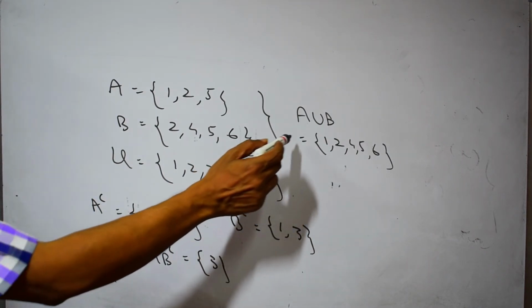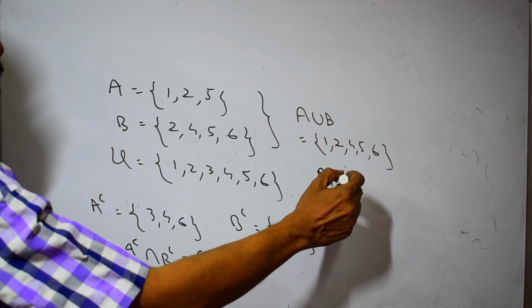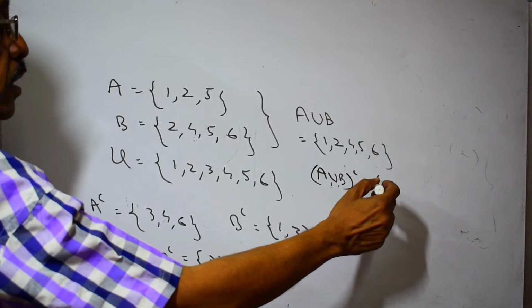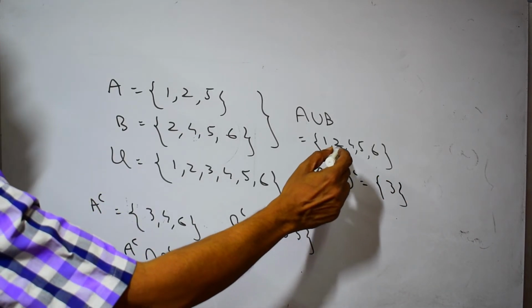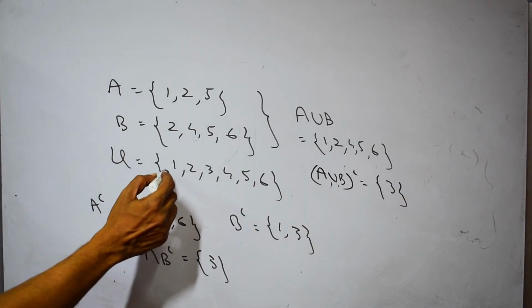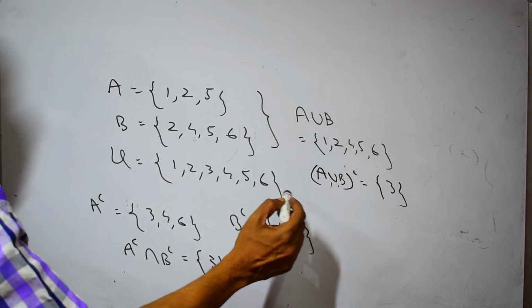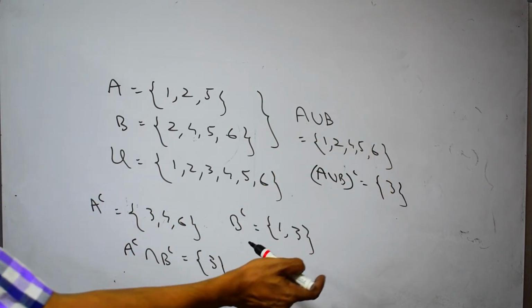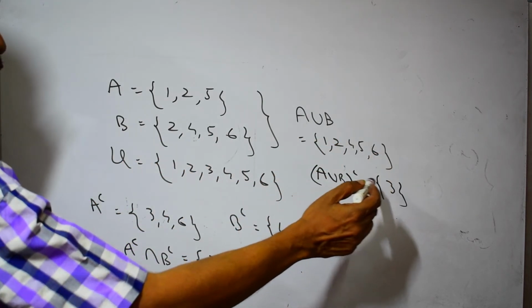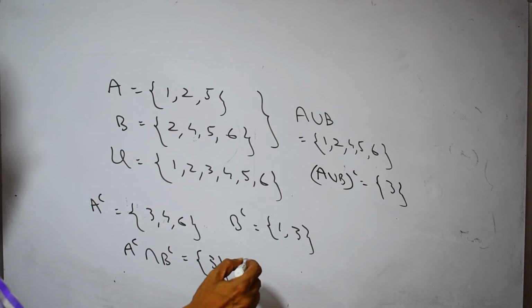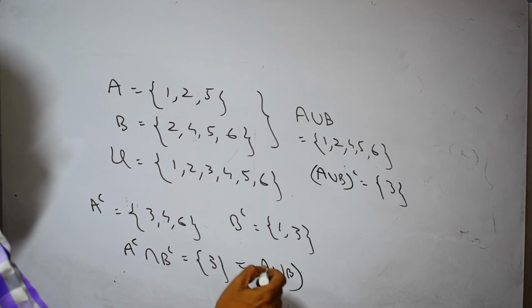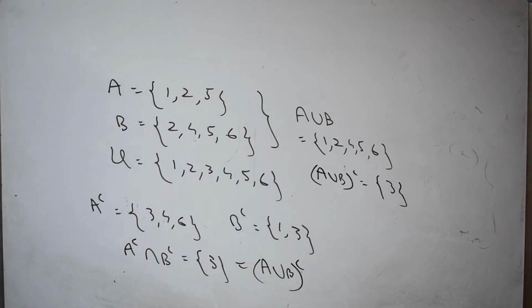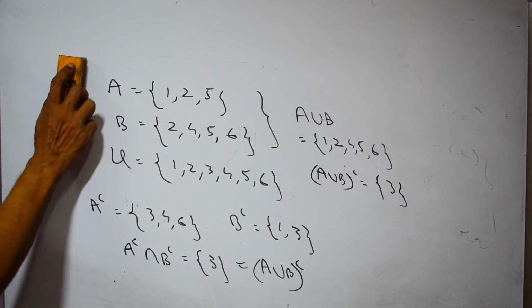Therefore, if I compare these two, A union B whole complement is 3, because A union B is 1, 2, 4, 5, 6 and the universal set is 1, 2, 3, 4, 5, 6. If I delete from the universal set, then 3 will remain. So we have A union B whole complement equal to A complement intersection B complement. This way we can establish De Morgan's law or De Morgan's rule.